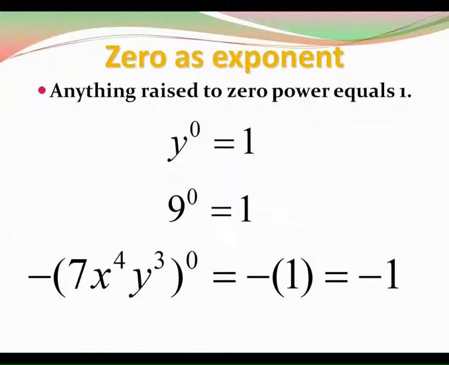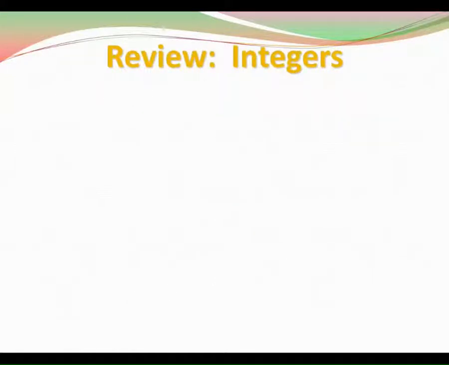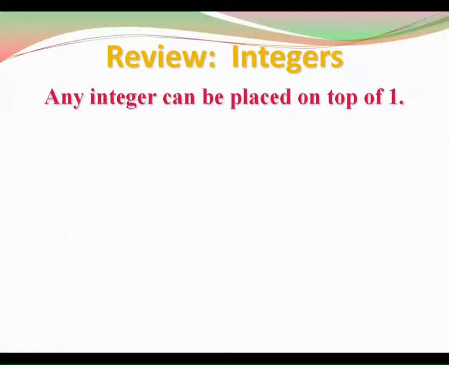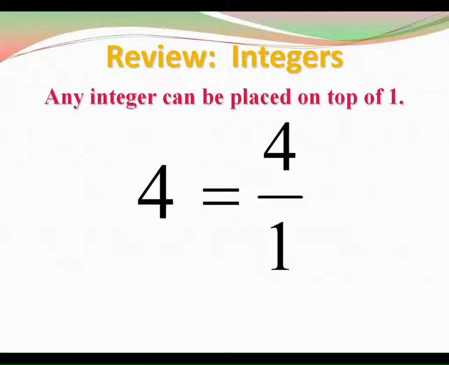Anything to the 0 power is always 1. So let's review some integers here. Remember, any integer, any number, positive or negative whole numbers, can be put on top of 1, just like when we were dealing with slope. If you have 4, if you need a denominator, you can always put it over 1. I'll explain why this is important in a second.